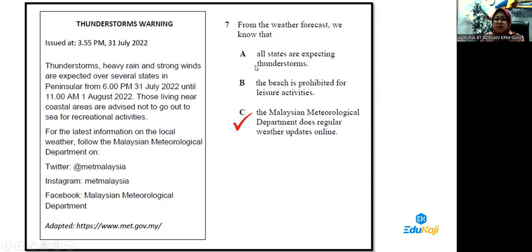Now, if you were to answer A, it is wrong, because not all states are expecting thunderstorms. Only 7 states, in the second line. If you were to answer B, it is not right as well, because the beach is not prohibited for leisure. Those living near coastal areas are advised not to go out to sea for recreational activities. You are not prohibited, you are only advised. Prohibited means you cannot do it at all. But if you are advised, you can still do it, but the consequences are all on our own responsibility, right?